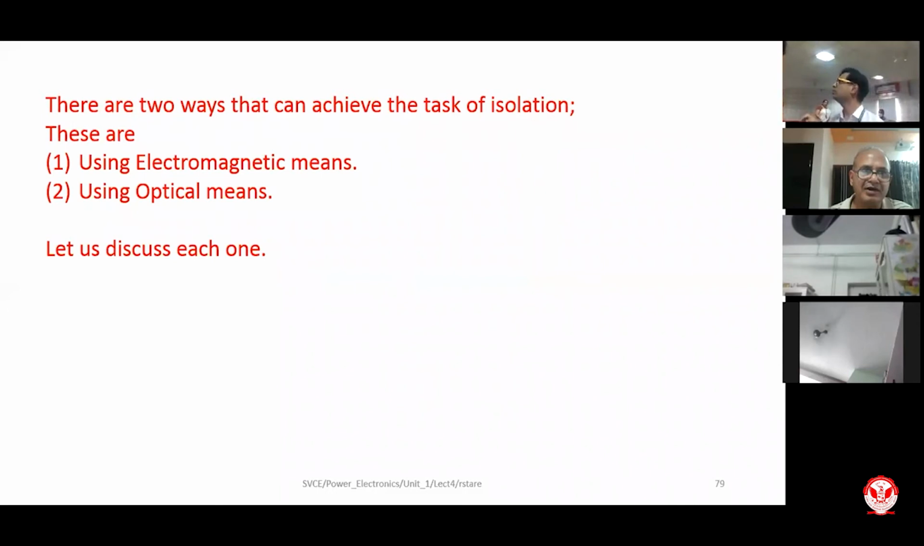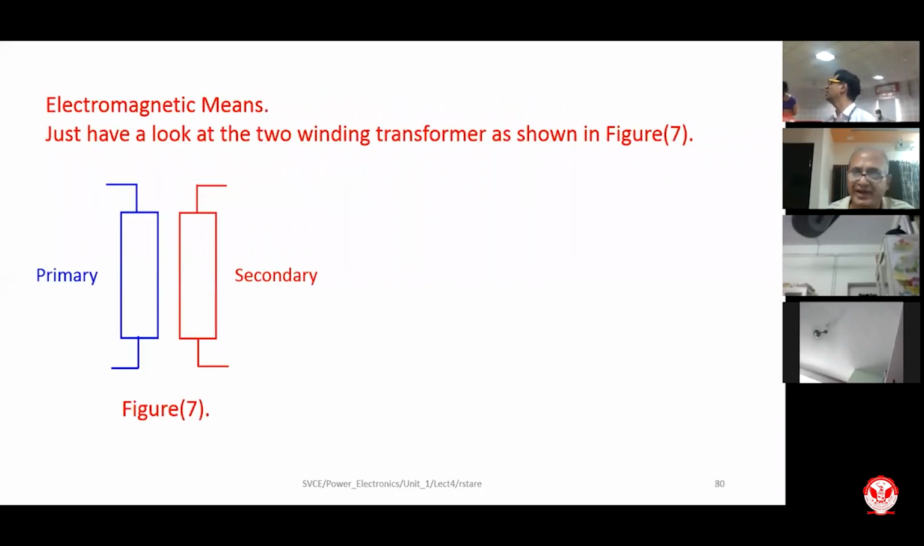Isolation, electromagnetics using optical means. You can isolate two electrical circuits using electromagnetic means and using optical means. Let's discuss each one of them at length. I'm sharing some circuit diagrams also, so if you want, you can assemble them yourself.